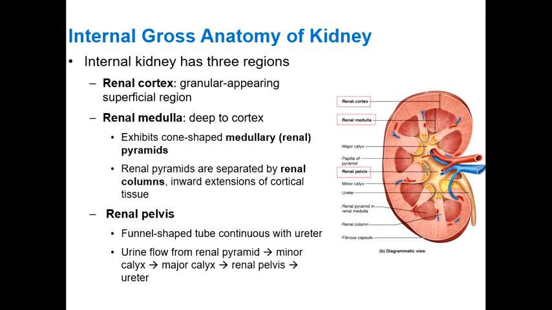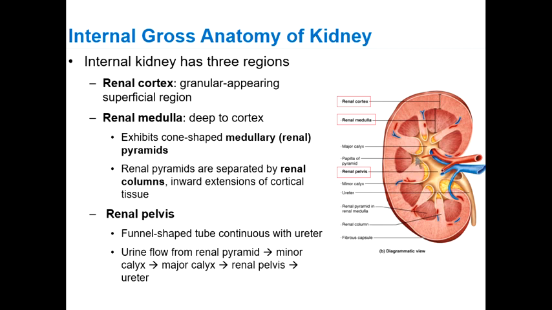Then we have this funnel-shaped area right here, which is called the renal pelvis. And the renal pelvis will deliver the urine into the ureter, which of course leads to the urinary bladder. So if we were to follow the flow of urine, the urine is formed in these renal pyramids or medullary pyramids, and that urine will flow into the minor calyx. So there's many minor calyces.